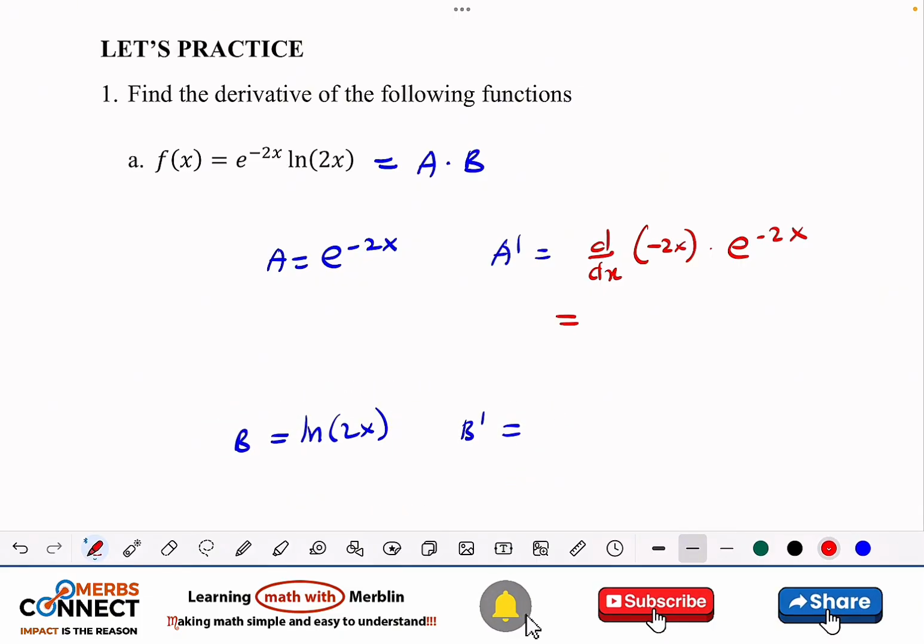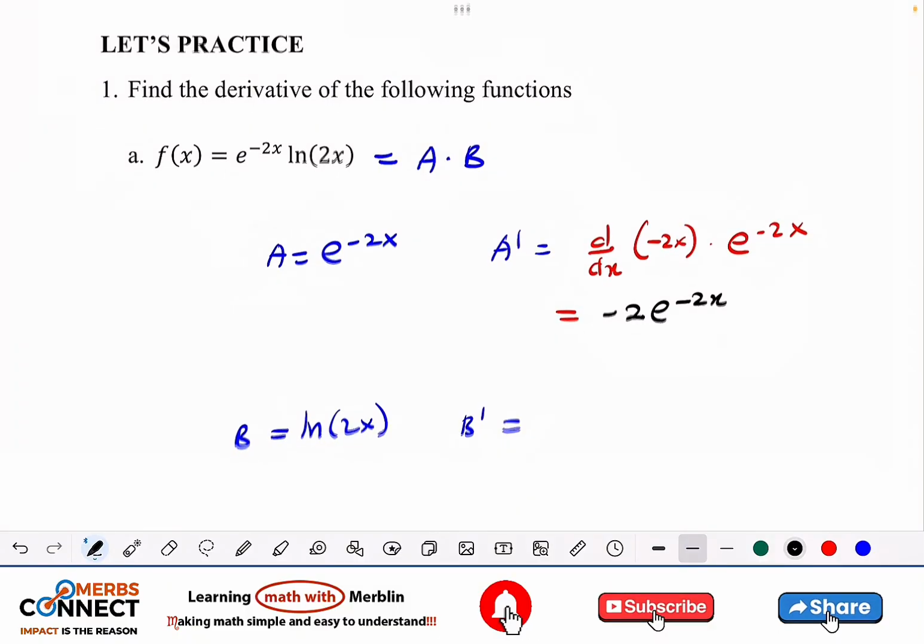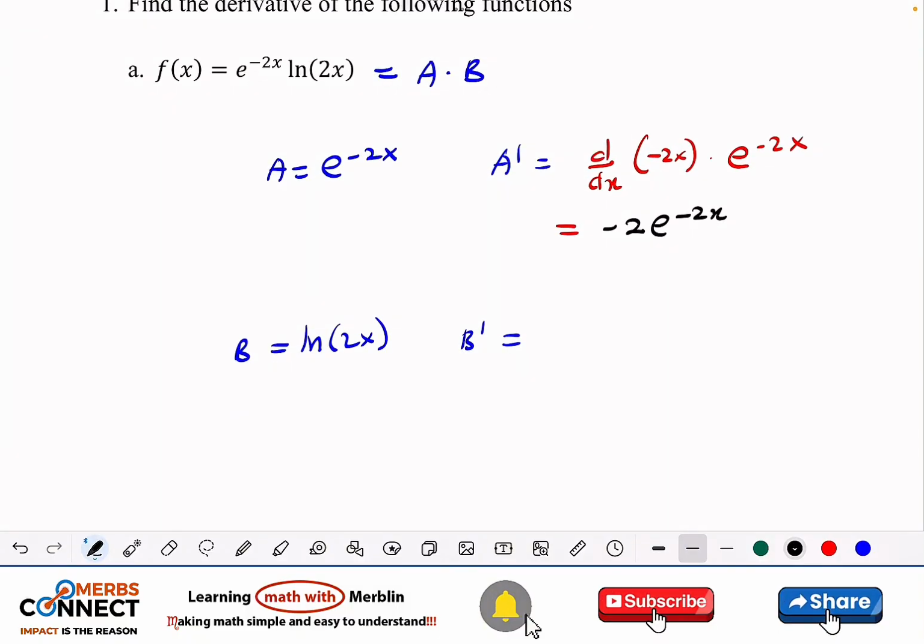Simplifying this, when I differentiate minus 2x, I need to use the power rule. So this is going to give me minus 2, and then this is going to give me this. So you see that if I know this process, I'm done. Let's look at b prime. This is the natural log function. We said for the natural log function, we do it by saying 1 divided by what is inside the parenthesis times the derivative of what is inside the parenthesis. Good. So let's do that.